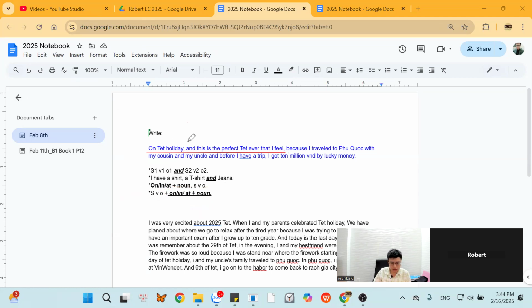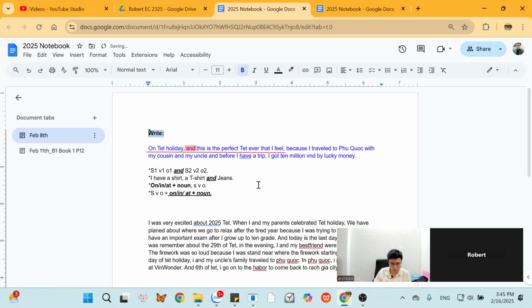So here, Robert, look at your and. This is your word, okay? You use the word and right here. And this is the perfect tense ever that I feel. So is it right for you to use the word and here? Robert, can you fix it?